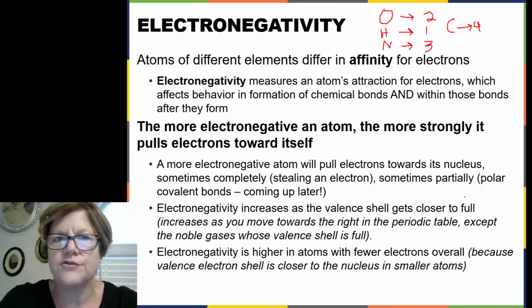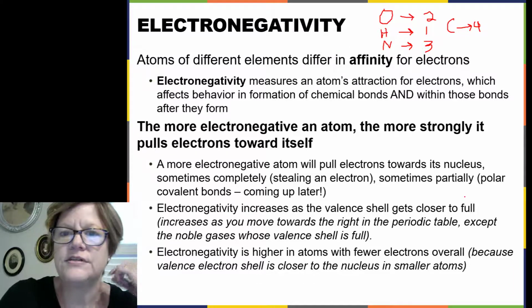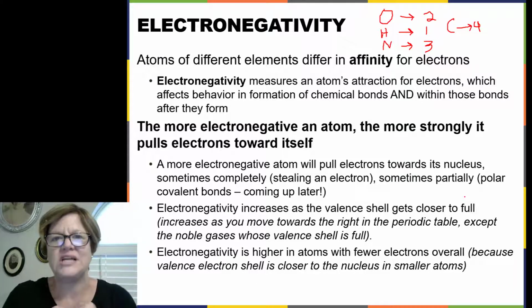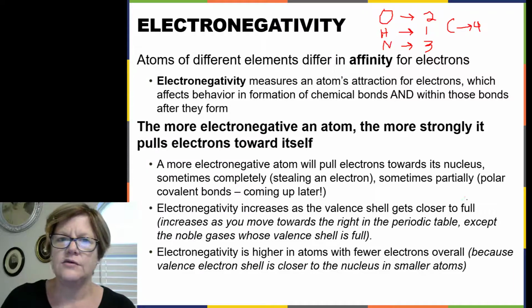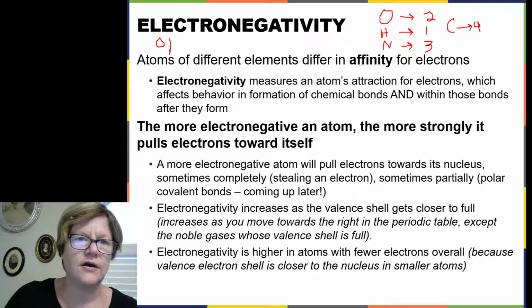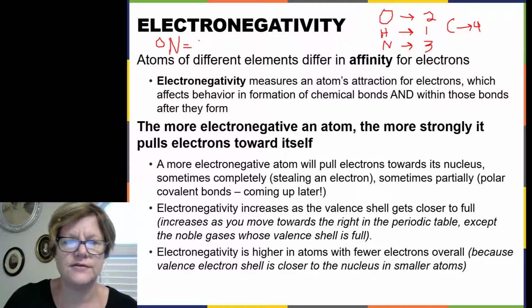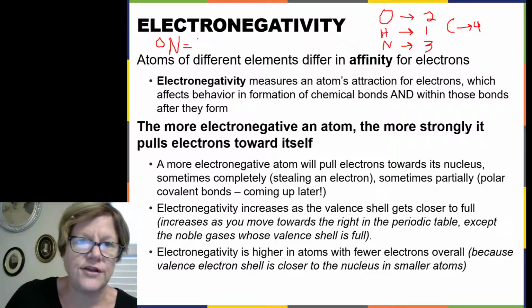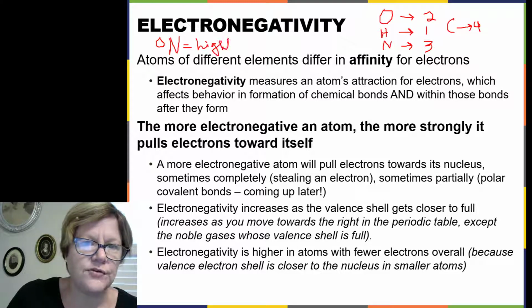And we call this concept electronegativity. So atoms of different elements have a different affinity for electrons. Affinity is how much they want the electrons. And there's a rule for it. And here's another thing you just want to memorize. The 2 atoms out of these 4 that we're looking at, oxygen and nitrogen, have a very high affinity. They are highly electronegative. That means they have a very high affinity. They really want the electrons.